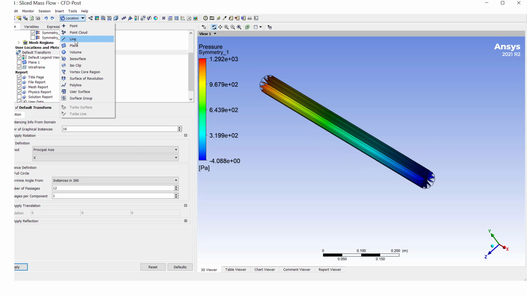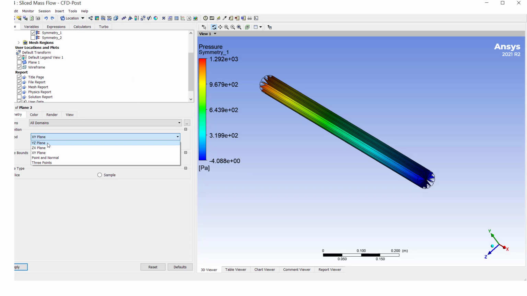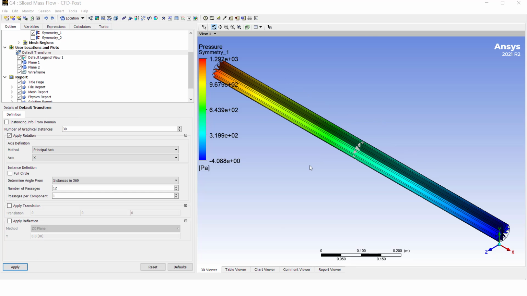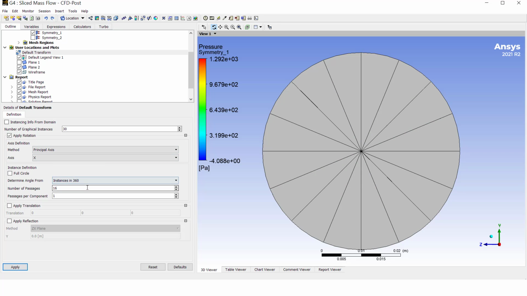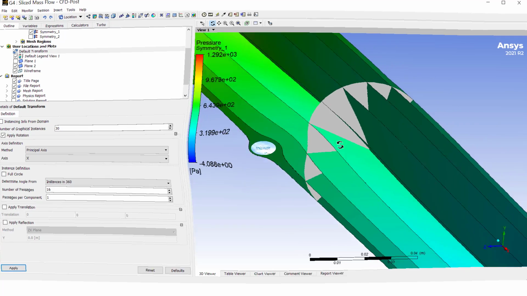Also, you can create a plane in the y zeta direction here, and you can move it right here. You can see that, for example, you have only 12 slices. Then if you want to have a complete representation, you go back to the default transfer and put this value, 16. That's the number of slices that we use. And here we have the full representation of what was happening.